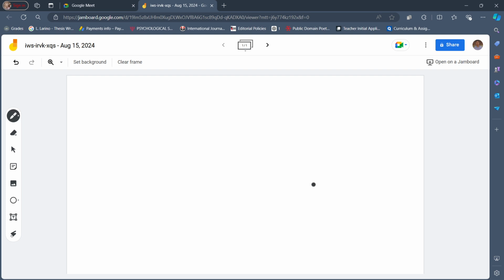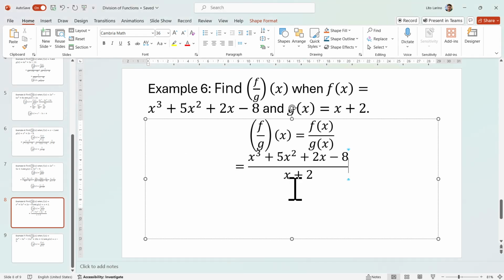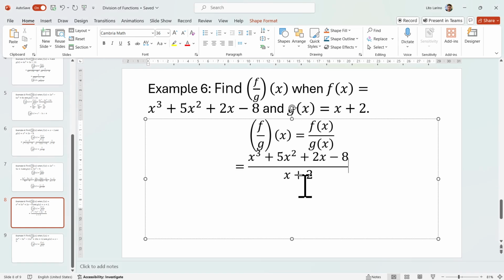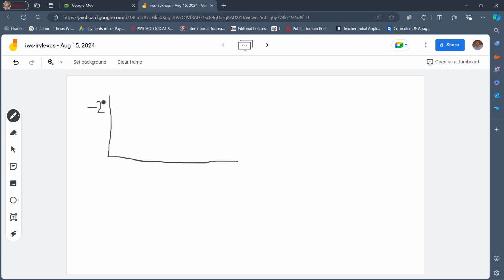So let's have our board. Let's write it like this. x plus 2, the divisor, when equated to 0, gives us x equals negative 2. So the number here is negative 2, and we write it here.